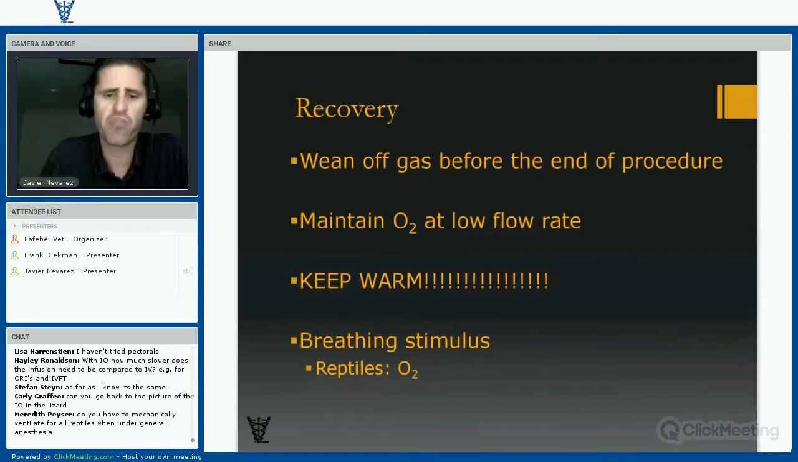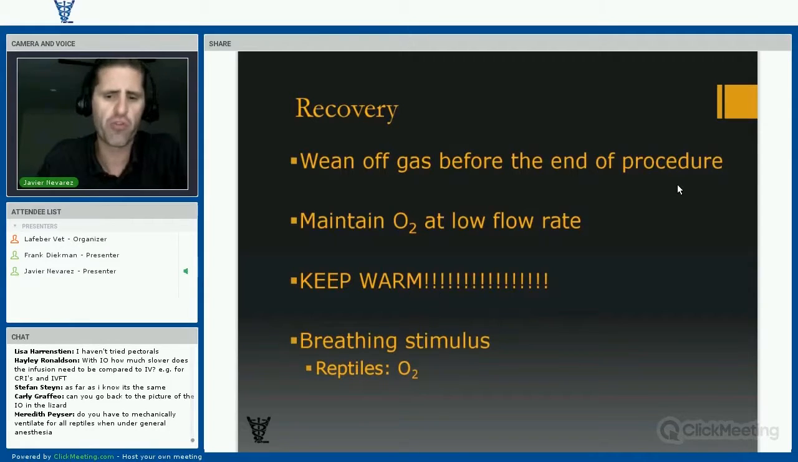And that, I think, is a big, big key to the success of anesthesia in these patients. And that makes a big difference. Since we started doing that, our patients wake up much, much better, much faster. And then recovery is another thing where it's very important to do this the proper way.